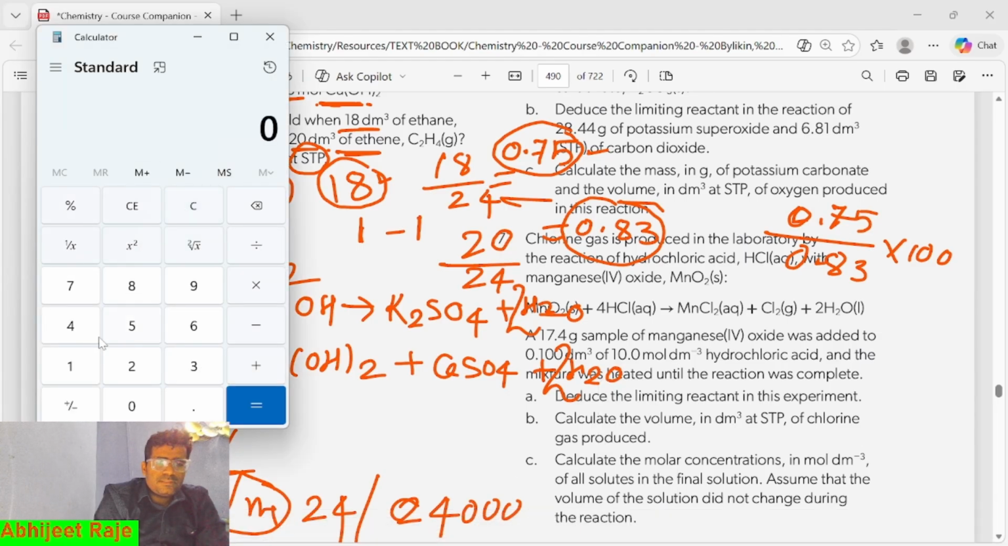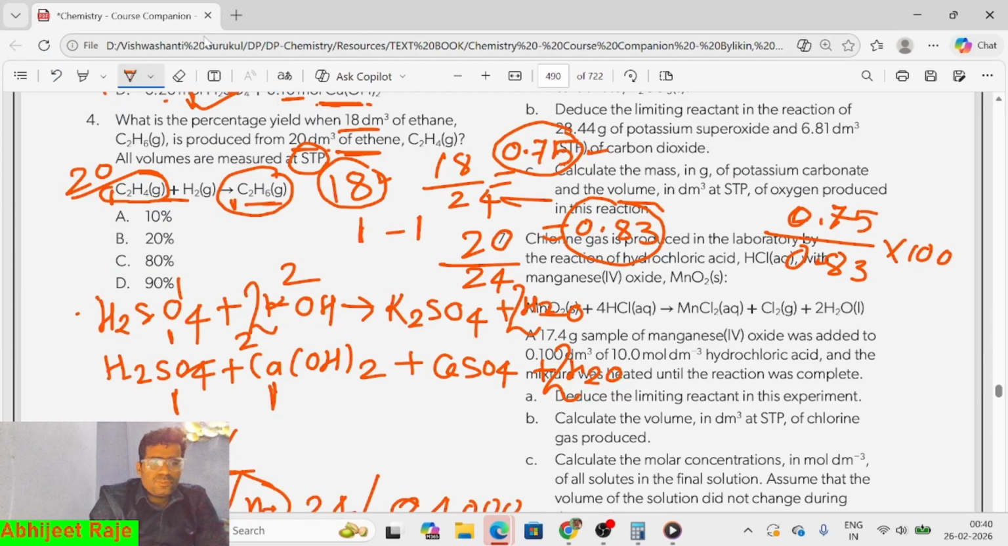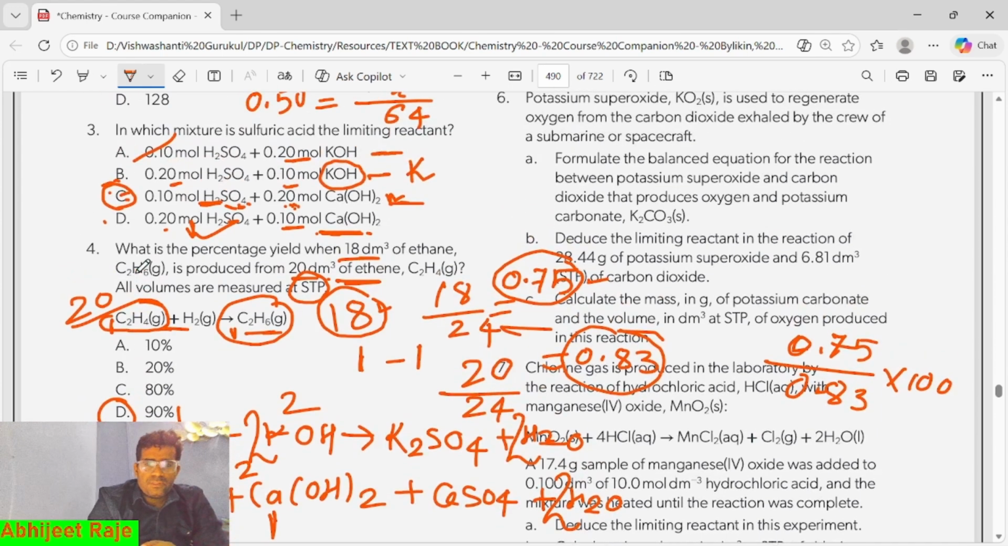0.75 upon 0.83, right? This is 0.90 into 100. It's 90.36, and we can see there should be some option. Yeah, option number D. So option number D is 90%, right? So in this way, how to solve? You should know the formula and all.